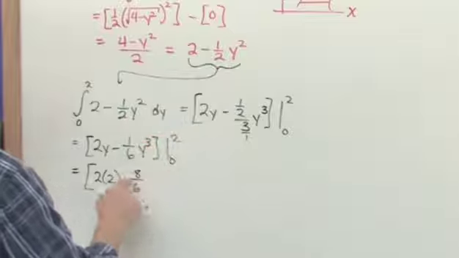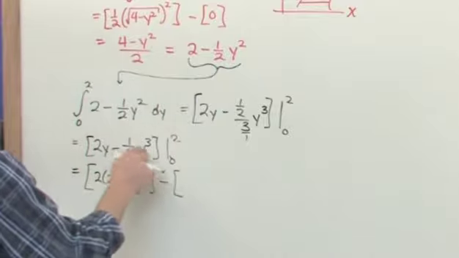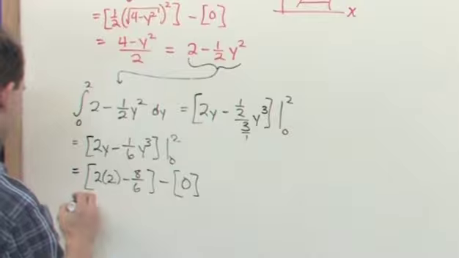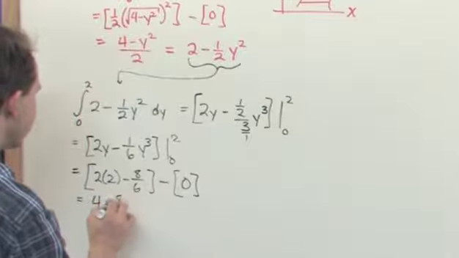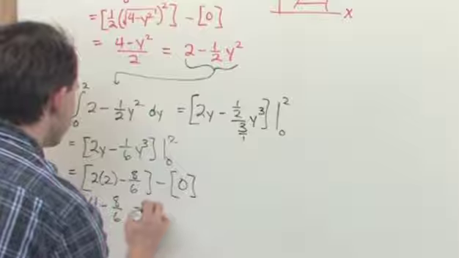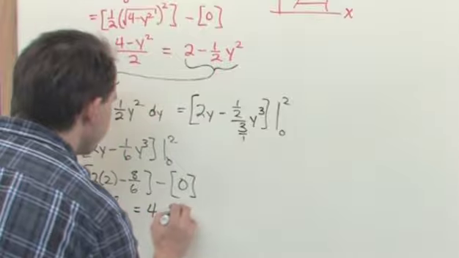2 cubed is 8 over the 6 minus, I'm going to put y in both places. That's going to give me 0, so this is going to be a big fat 0 there. So I'm going to have 4 minus 8 over 6. Okay, so the first thing I'm going to do is say 4 minus, simplifying this right here, is going to be 4/3.